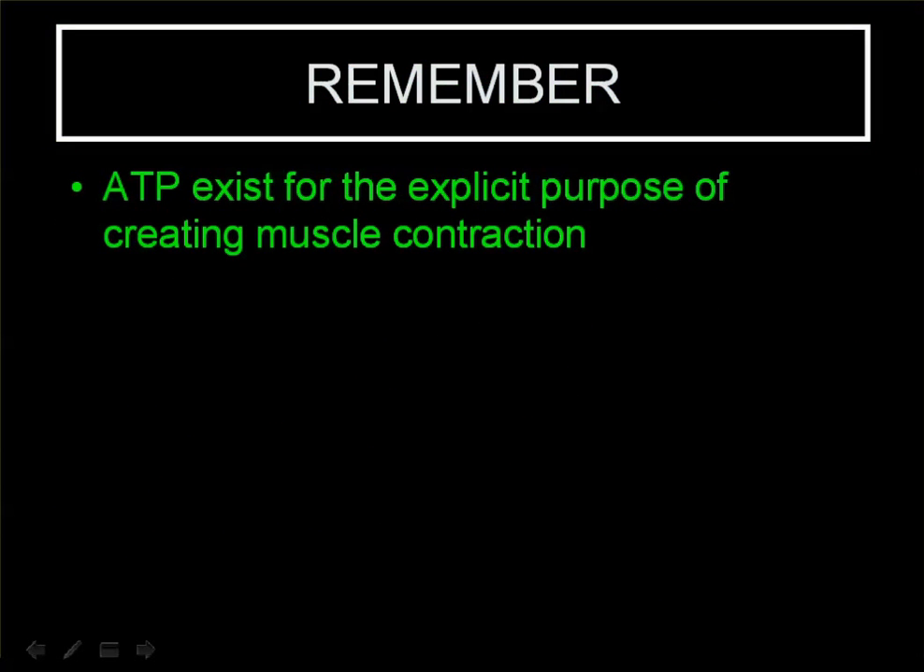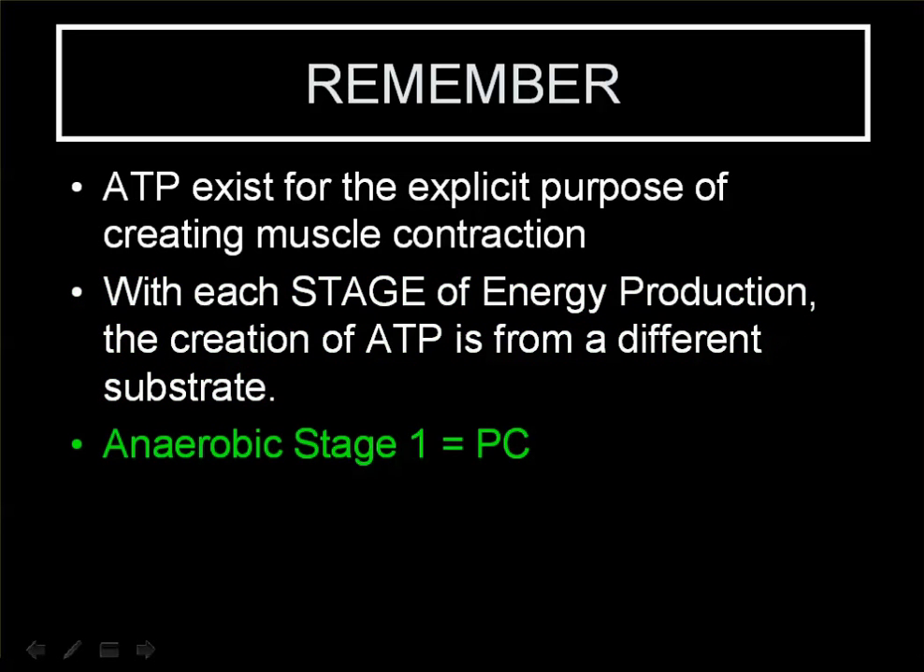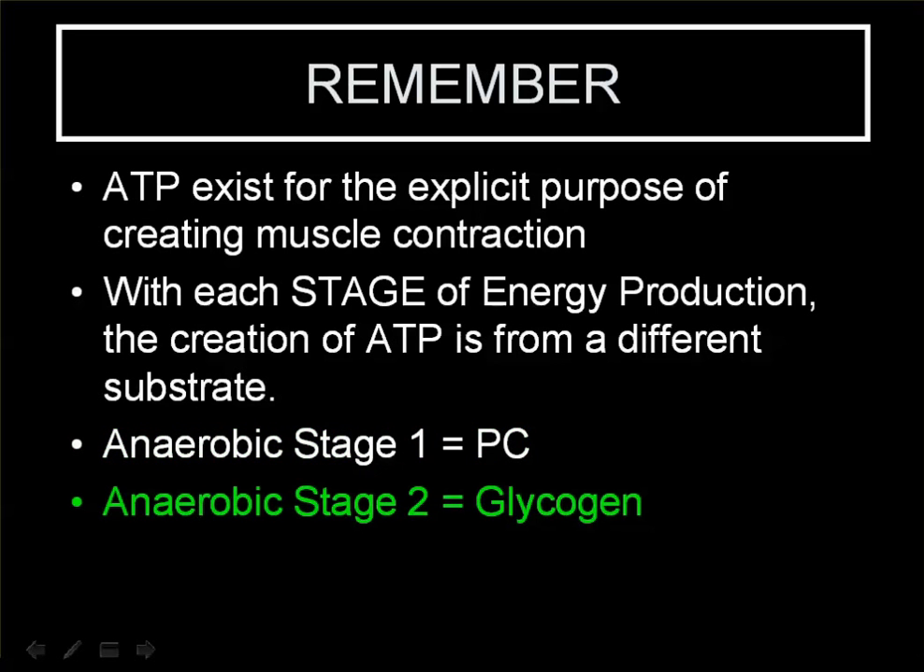Remember, ATP exists for the explicit purpose of creating muscle contraction. So we want to remember that. With each stage of energy production, the creation of ATP is from a different substrate. The first stage, it was using phosphocreatine. The second stage, in low intensity, it was fat. If you increased the intensity and duration, it switched over to glycogen. And then we got into the lactic acid process.